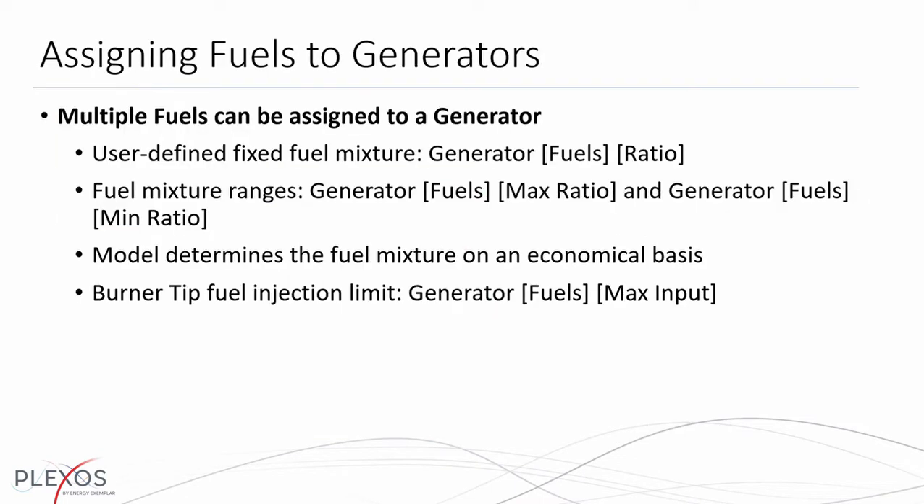It should be noted that a single generator can use more than one type of fuel during operations. Using the generator.fuels ratio property, it is possible to input the amount of each type of fuel to be used by the generator. If the max ratio and min ratio properties are used, PLEXOS will optimize the amount of fuel of each type to be used with the objective of minimizing the total cost.